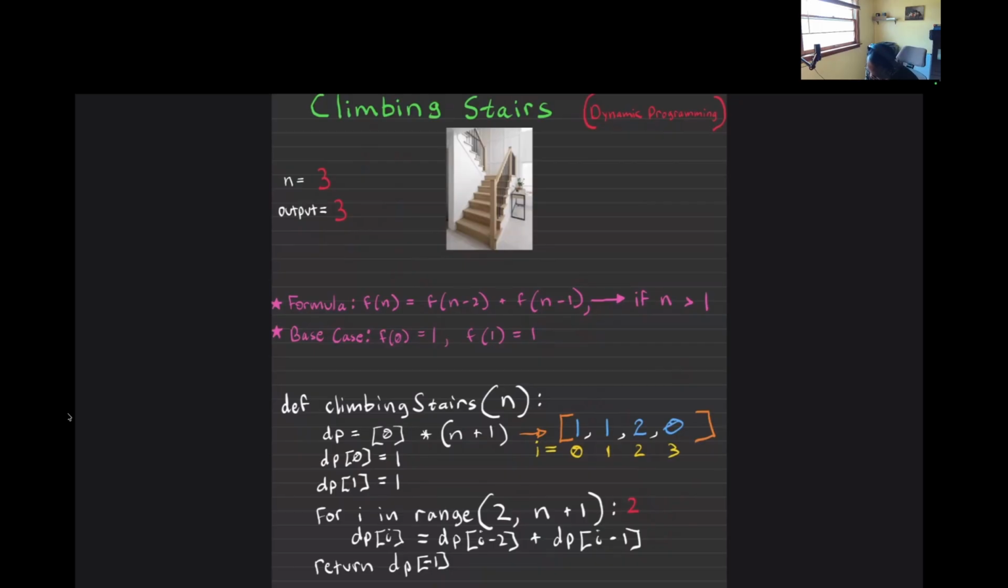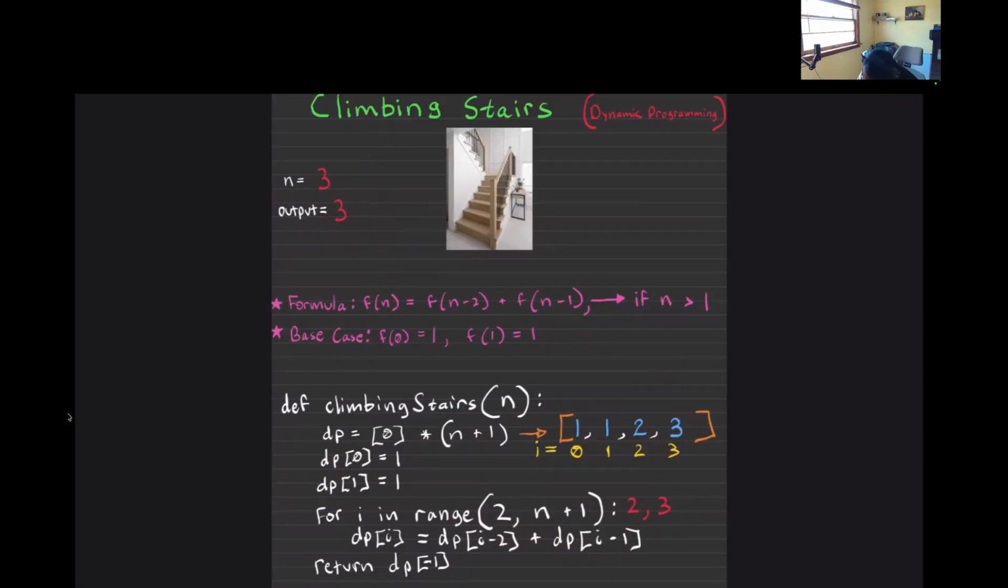So now i becomes 3. dp of i is equal to dp of i minus 2 plus dp of i minus 1. So this guy is equal to the summation of the value at i minus 2 plus the value at i minus 1. So that means that this is equal to 3. All right, so now that we've reached 3 in our for loop, we terminate, and we just return dp of -1. And is that true? Yeah, that's what we expected, right?